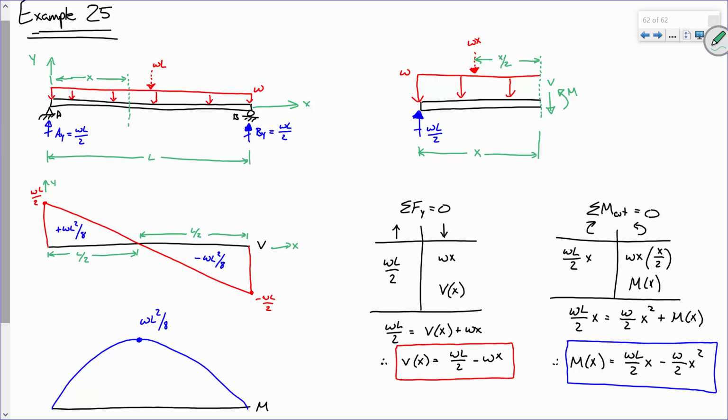Yes, that's a good question. Both of these functions are valid from x equals 0 to x equals L. And that's a good point. If you have a beam with different loading conditions, like let's say a point load in the middle instead of a distributed load, then you have to have two moment functions, one from 0 to L over 2 and one from L over 2 to L. That's where methods like this get a little tougher.